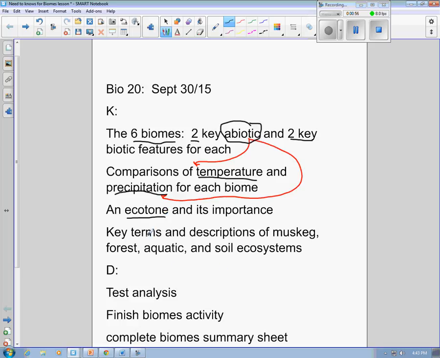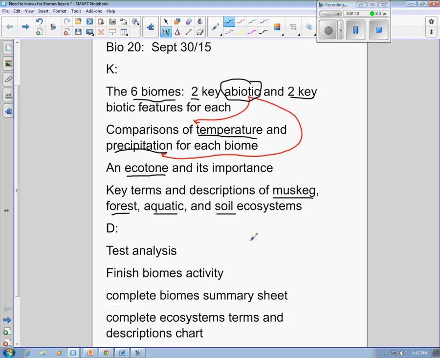And then we're also going to look at some key terms and descriptions of various ecosystems like a muskeg, a forest, an aquatic, and a soil ecosystem. I have a handout for that you can see in a minute.